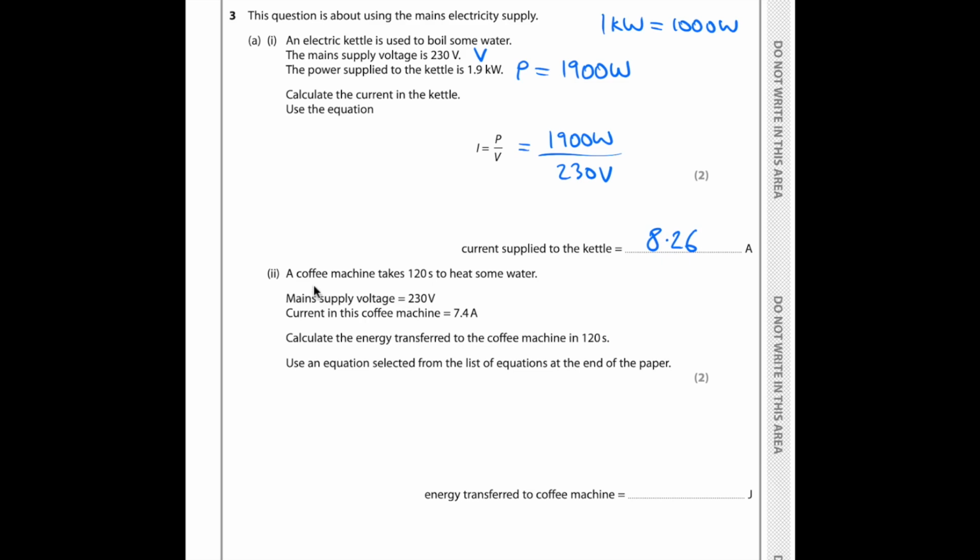Part 2. A coffee machine takes 120 seconds to heat some water, so that's the time T. Mains supply voltage is 230 volts, that's our V. Current in the coffee machine equals 7.4 amps, that's our I. Calculate the energy transferred, so energy is our target, to the coffee machine in 120 seconds. Use an equation selected from the list of equations at the end of the paper. Right, so we've got E, I, T and V. So let's see what equation we've got.